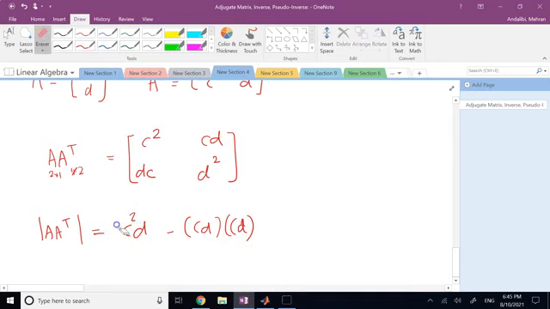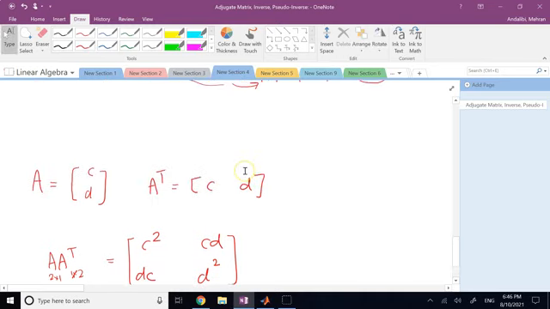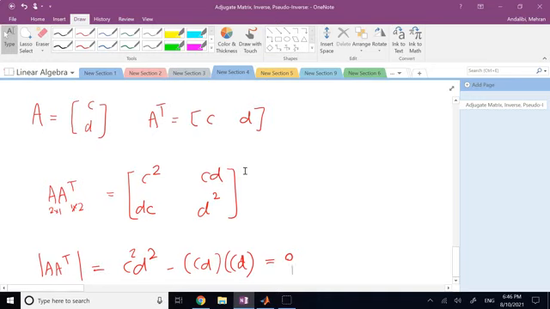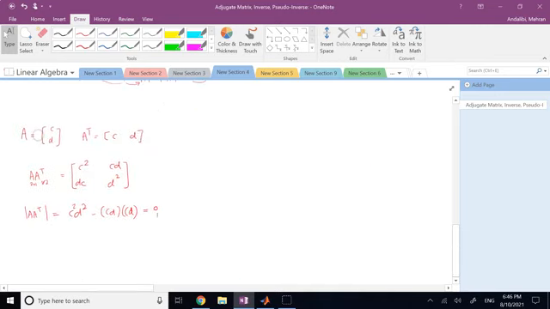We can write it this way as well. Minus CD times CD, and of course what? Guess what? The answer is 0. So if A is a 2 by 1, right? Definitely the determinant of A A transpose is 0, regardless of what entries you use.